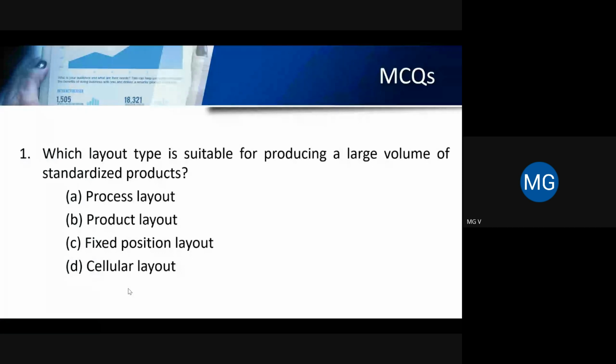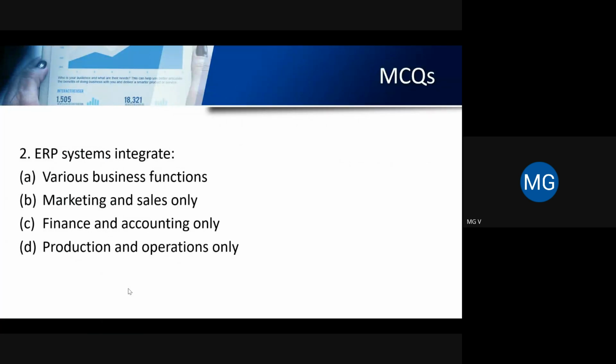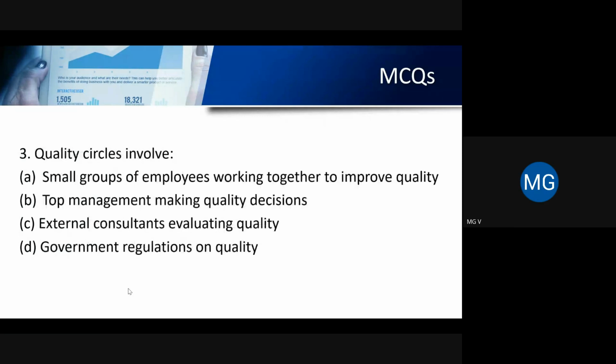Which layout type is suitable for producing a large volume of standardized products? Process layout, product layout, fixed position layout, or cellular layout? Clue is there in the question. Which layout? Product layout, ma'am. Very right. It is product layout. ERP systems integrate various business functions: marketing and sales only, finance and accounting only, production and operations only, or various business functions? Very right. Various business functions.